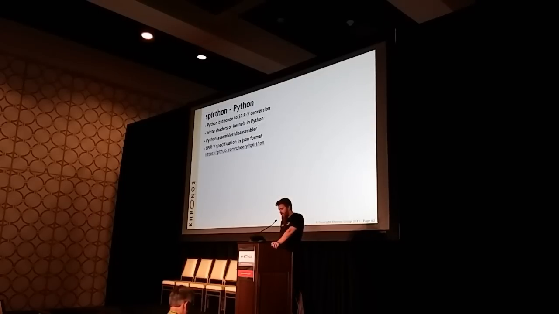So this is an interesting tool. It's converting Python bytecode to SPIR-V. This should hopefully allow shaders and kernels to be written in Python, which is an interesting concept. This also includes a Python assembler and disassembler, and uses the JSON format to read information and to create a data-driven application.